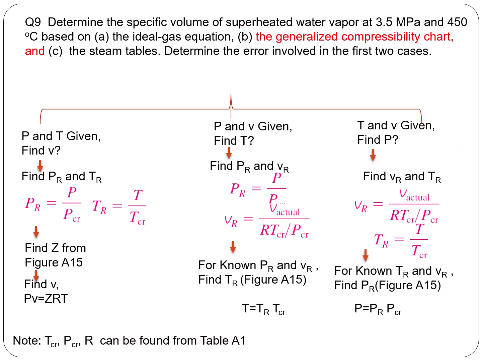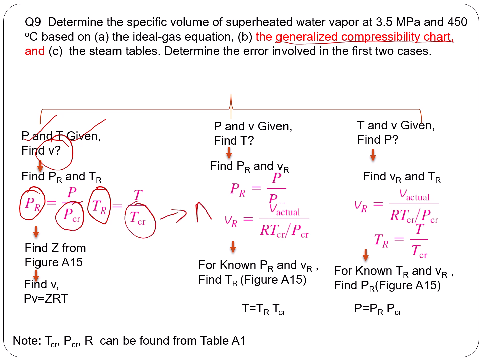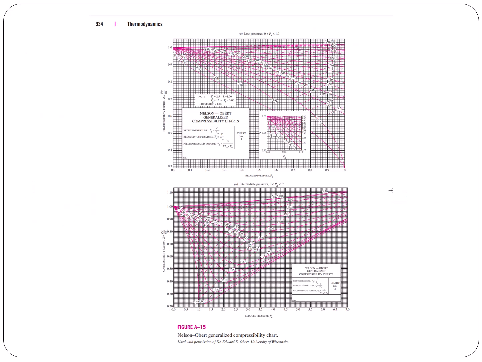Again, there are three options for the generalized compressibility chart. In this case, pressure and temperature are given, and you need to find the specific volume, right? For that, you need to calculate the reduced pressure and reduced temperature. You get the critical values from appendix A1. Once you know that, get the value of Z, and then put it into this equation. The only unknown is the specific volume, and that's how you get the value of the specific volume.